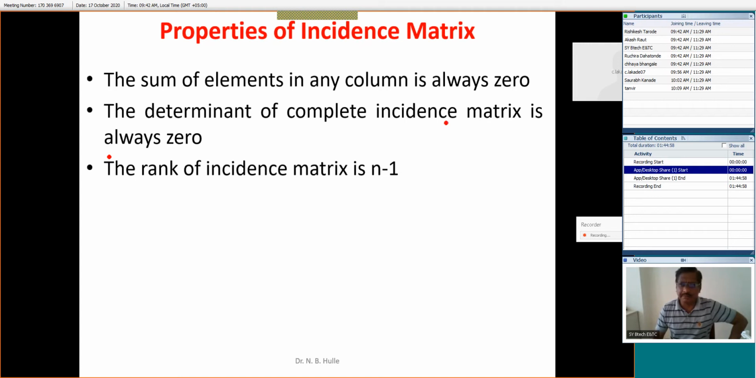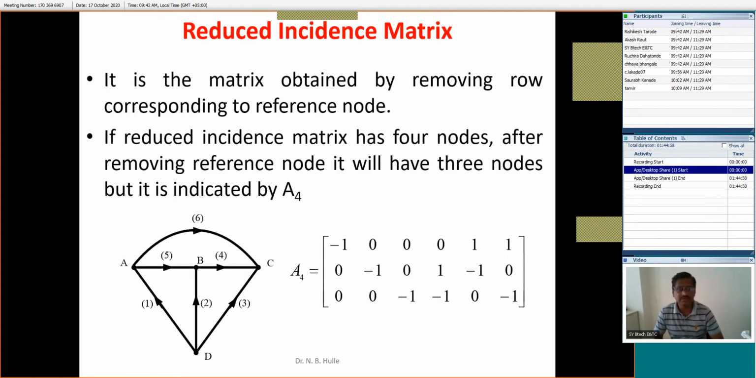The determinant of the complete incidence matrix is always 0. Its determinant is always 0. The rank of the incidence matrix is n minus 1. The rank of this particular matrix is n minus 1. These are the properties of matrices which you have already discussed in mathematics. Is it right? That's it about this incidence matrix.